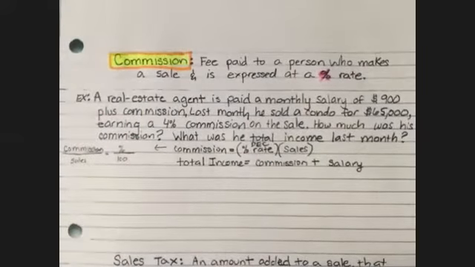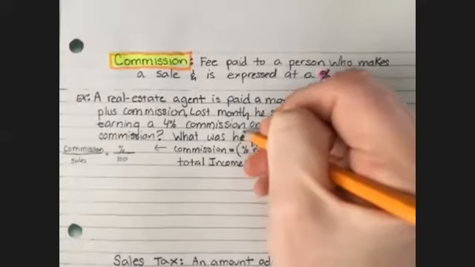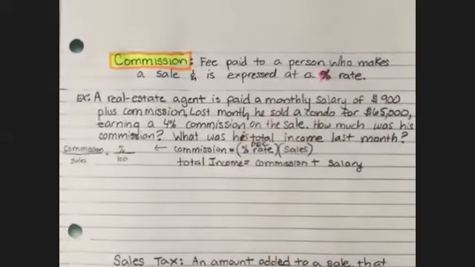So for example, a real estate agent is paid a monthly salary of $900 plus commission. Last month, he sold a condo for $65,000, earning a 4% commission on the sale. How much was his commission? Then it asked, what was his total income last month?